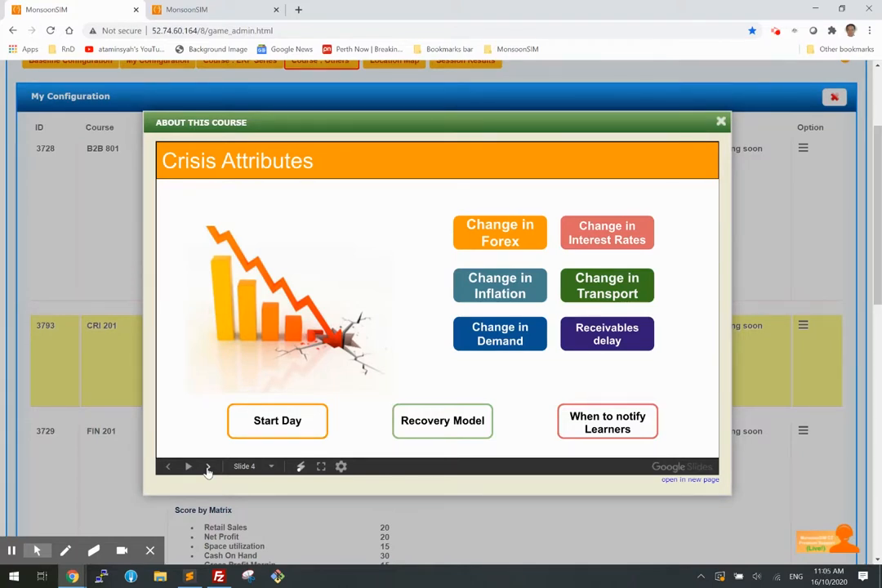You can also change it so that maybe one day after the crisis, it will show up in their forecast, or you can set it 2 days after the crisis or 4 days after the crisis. Or you can do it, as I said earlier, as soon as possible.